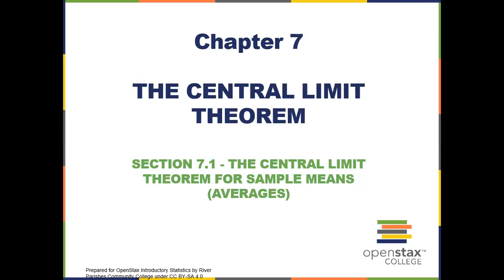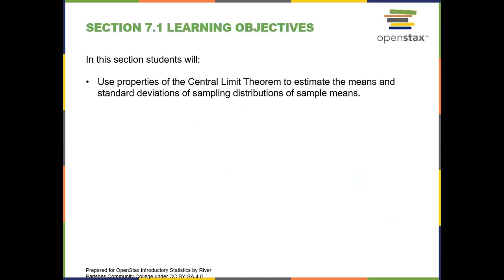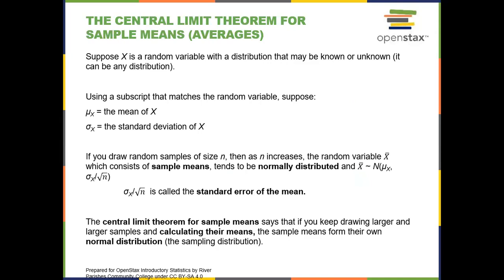The central limit theorem for sample means, or averages. Suppose X is a random variable with a distribution that may be known or unknown. It can be any distribution. Using a subscript that matches the random variable, suppose mu sub x is the population mean, mu being the small m in Greek, the mean of x. Sigma sub x, sigma being the small s in Greek, is the population standard deviation of x. In my example, x was age.